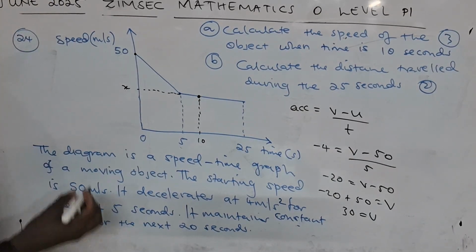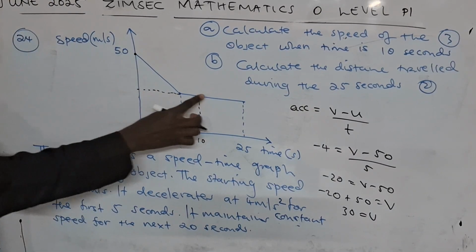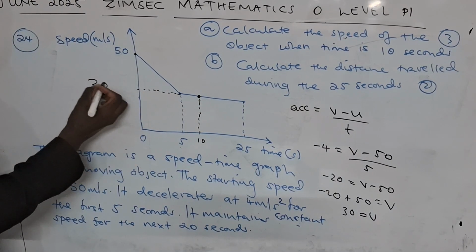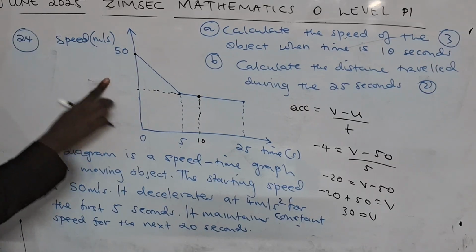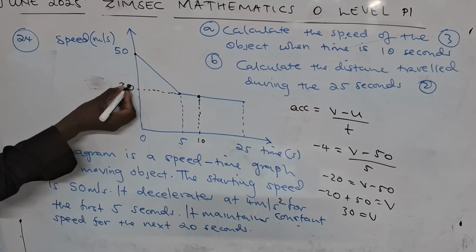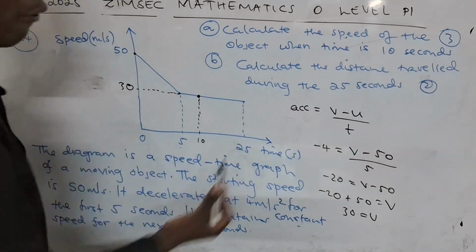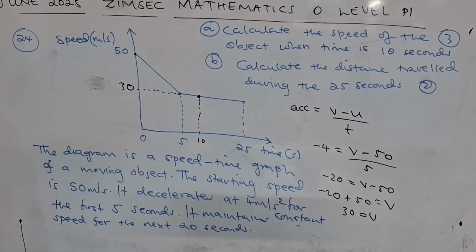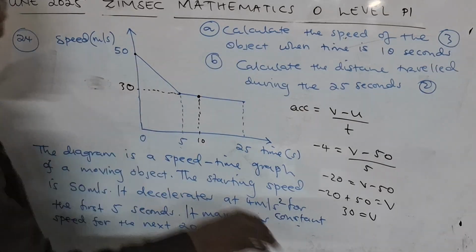So it means this speed now is 30 meters per second. This is nothing but 30 meters per second, which is the speed of the object when the time is 10 seconds. So this is 3 marks.